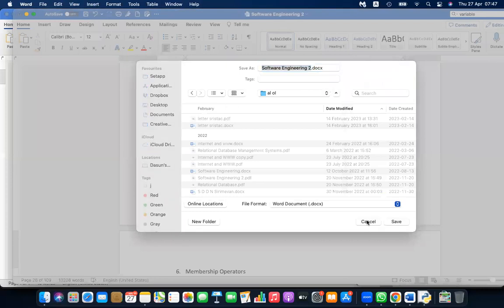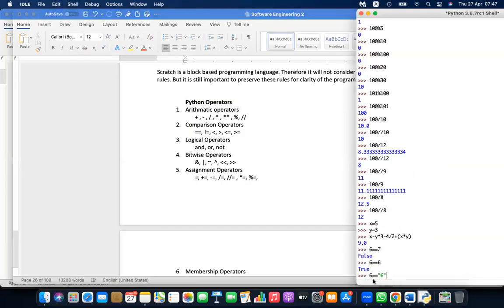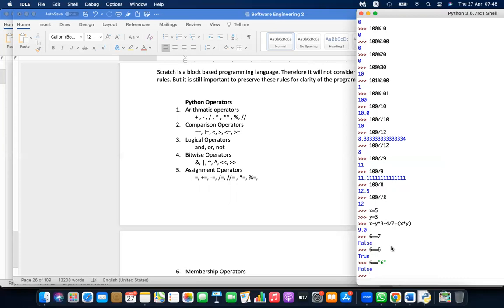Yes. Oh, see, one 6 is inside quotes, the other 6 is outside the quotes. It's false, right? Because one is a string, the other one is an integer. Understood? Even though the values are the same, one is a string and the other is not. So you need to match the type also, not just the value. Value and type both will be considered.